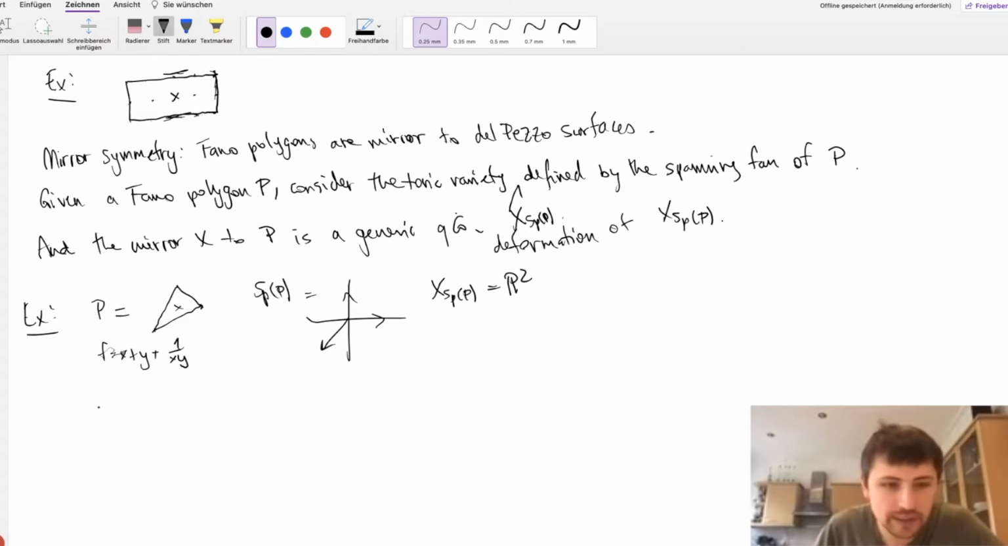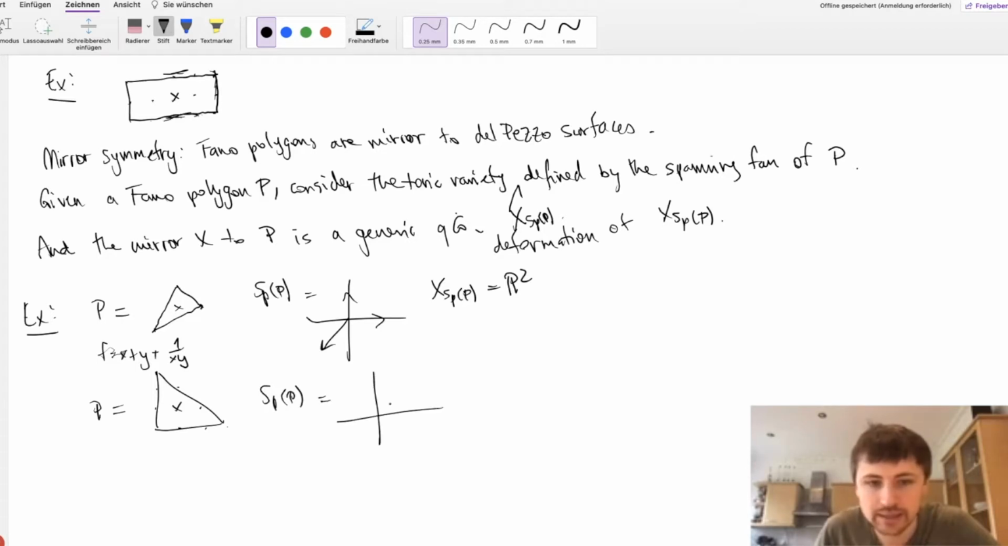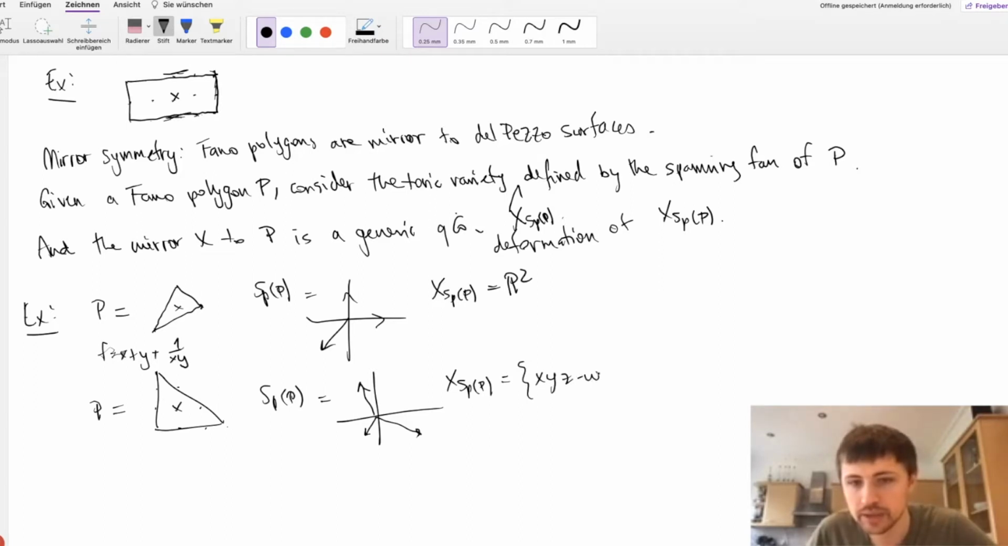Let's just do maybe one other example, which is that polygon here. In this case, the spanning fan looks like this. And if you do the calculation, you see that this gives you a singular surface with an equation like this inside P3. And in this case, we have to do a deformation to get the mirror. In the previous case the mirror was just P2, and here X, the mirror, is a smooth cubic surface.